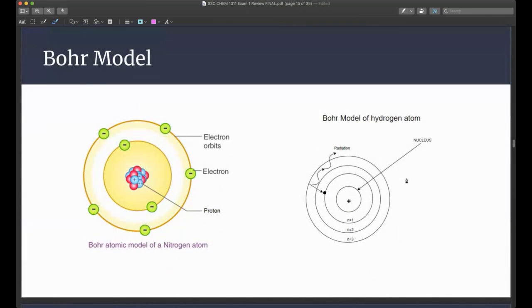So let's talk about the Bohr model. Here is a Bohr model of the atom, and what Bohr basically said was that the electron rotates around the nucleus in a circular orbit. It's also quantized, meaning that each energy level has its own energy, but they can't be decimal numbers. So it always has to be 1, it always has to be 2, it always has to be 3.